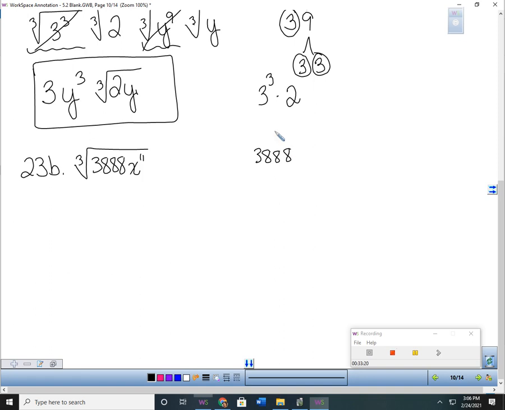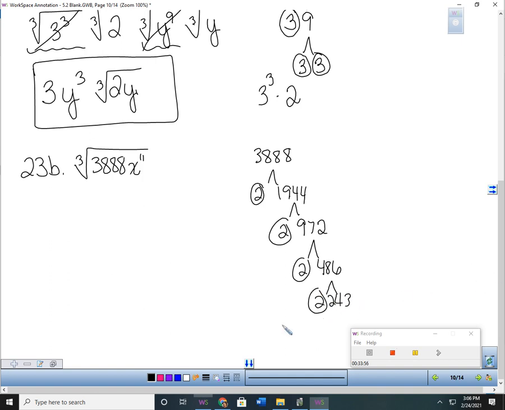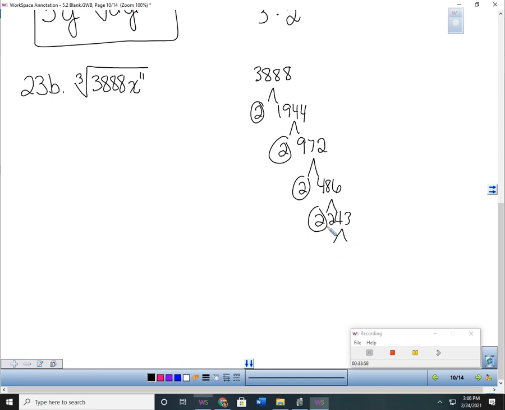So I know that that divides by 2. So we have 2 times 1944. I know that divides by 2. So 2 and 972. And I know that divides by 2. So 2 and 486. And I know that divides by 2. 2 and 243. Okay, that does not divide by 2, but it does divide by 3. So I divide it by 3, and you get 3 and 81.